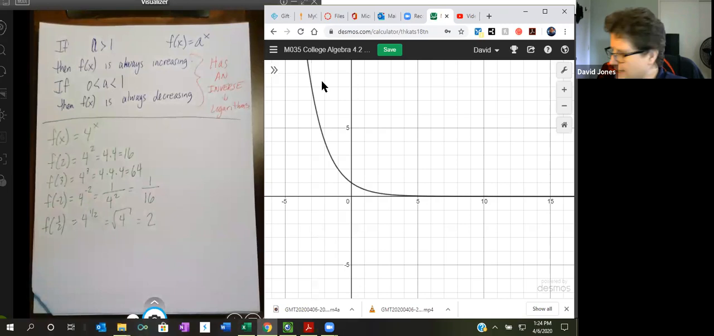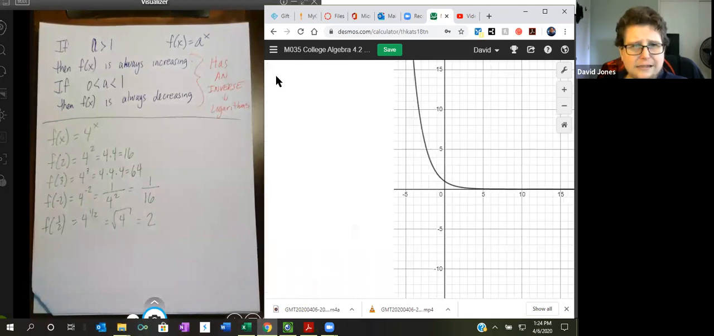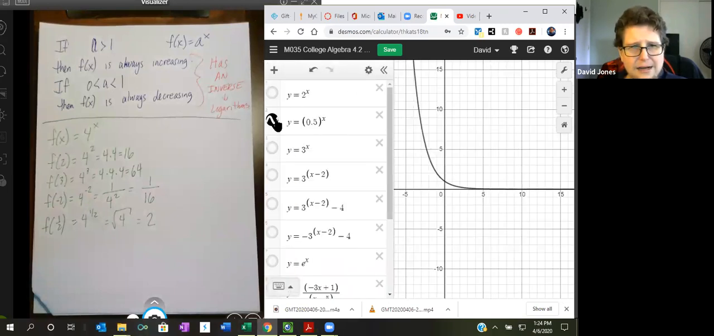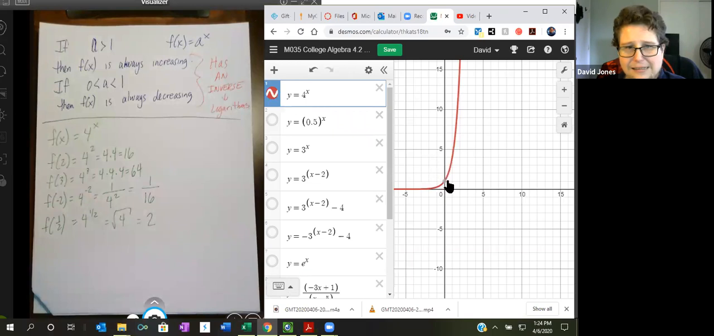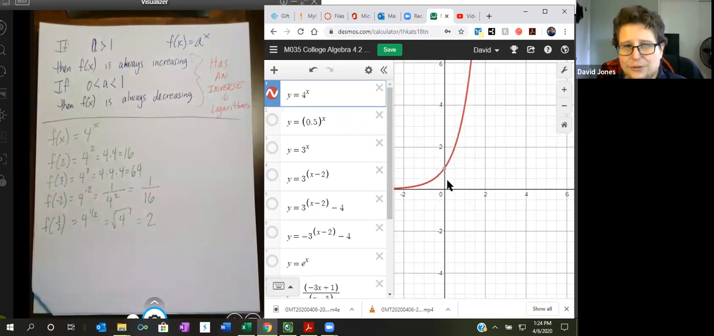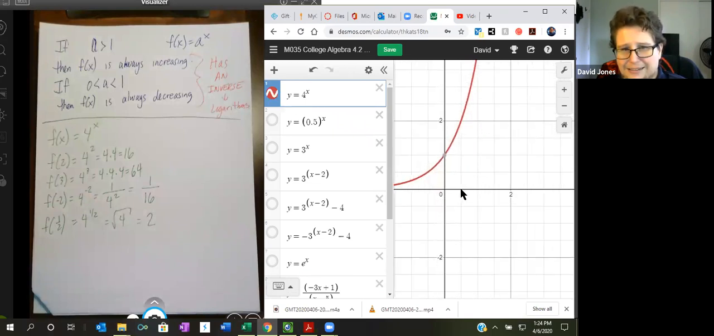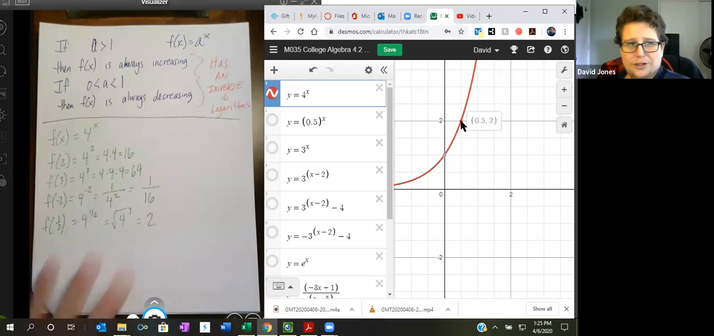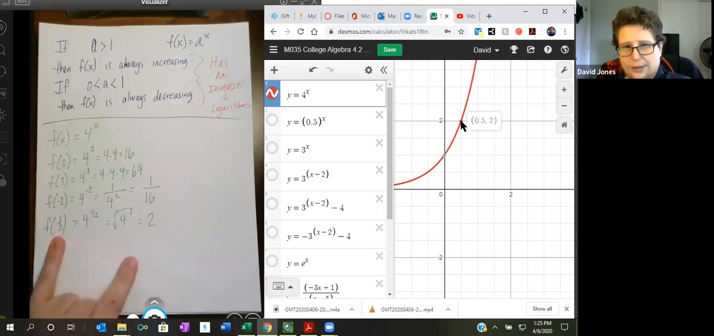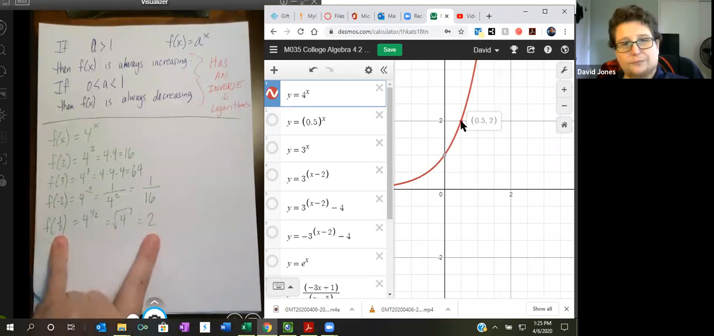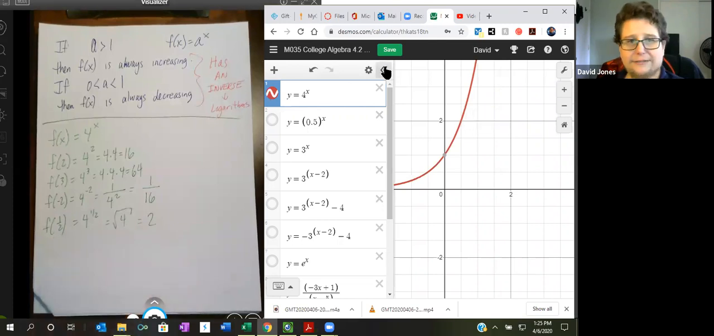Do I have 4 to the x in here? I don't. Let's make that look like 4 to the x real quick. So at x equals 1/2, right here, y equals 2. And that's what we just showed right here. We put in 1/2, we get 2 out. Good stuff.